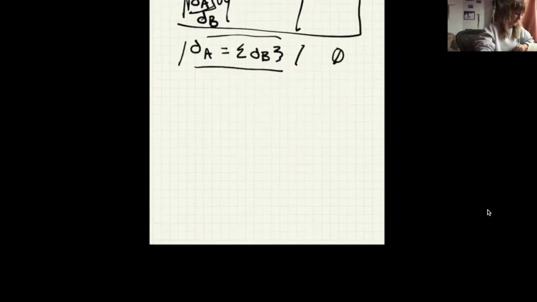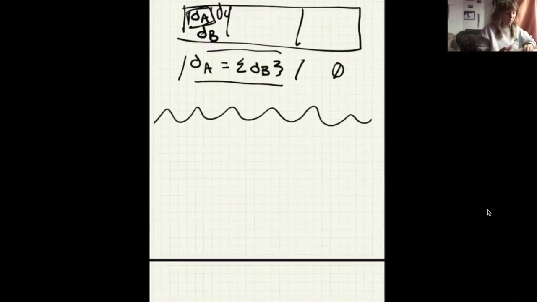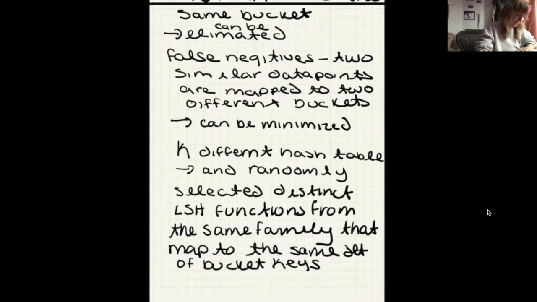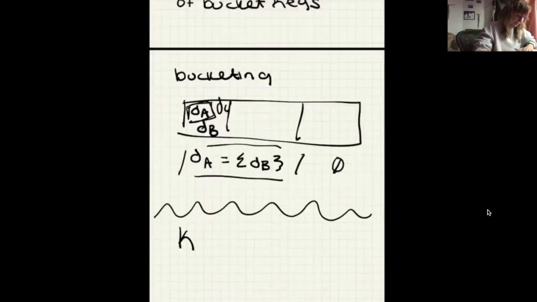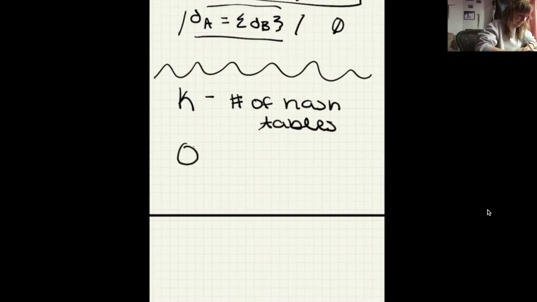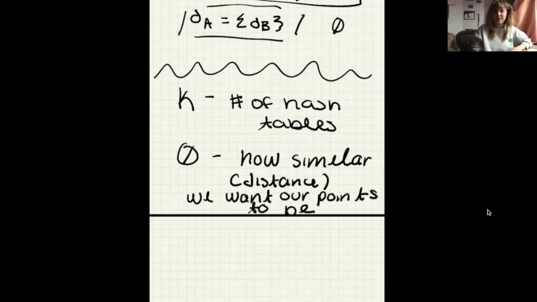So the crux of locality sensitive hashing is going to come from our ability to choose a proper K, which is our different hash tables, and our theta, which is how similar or distance we want our points to be. And Bradley's going to talk about a few examples.